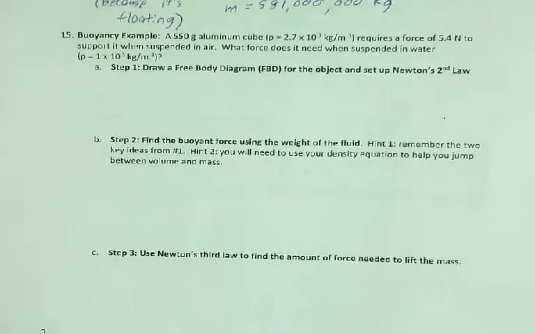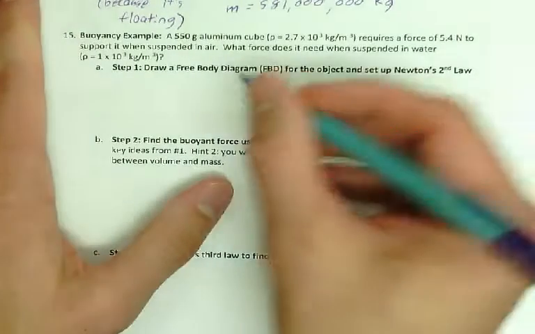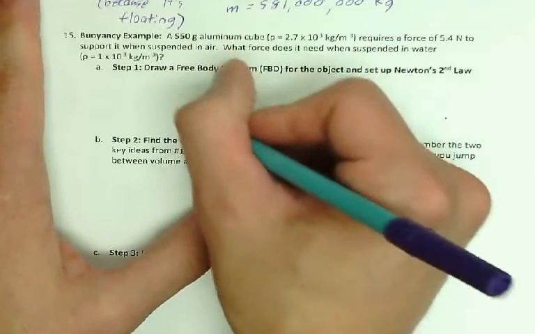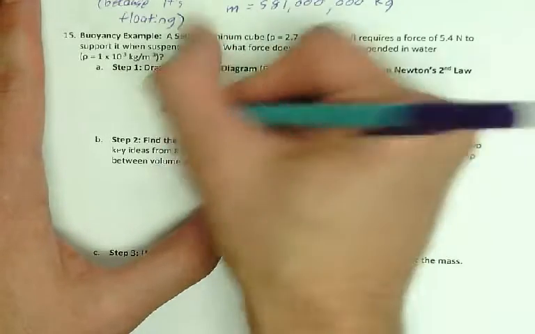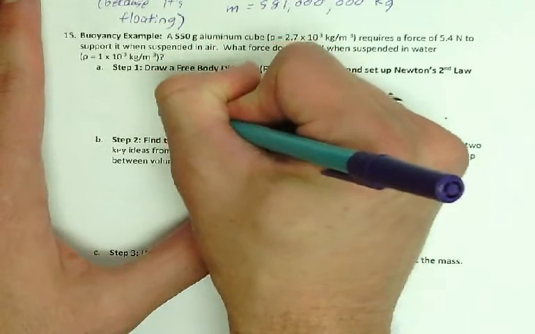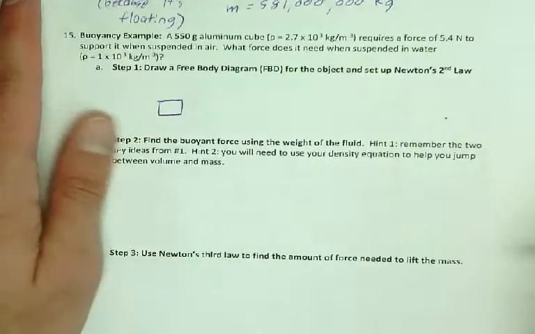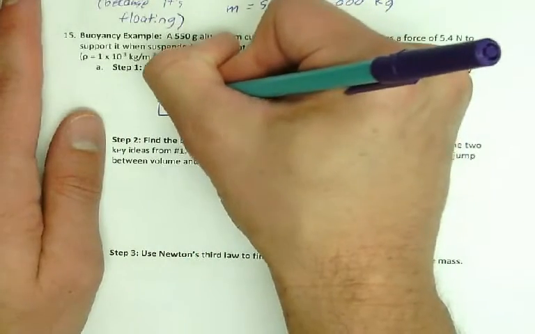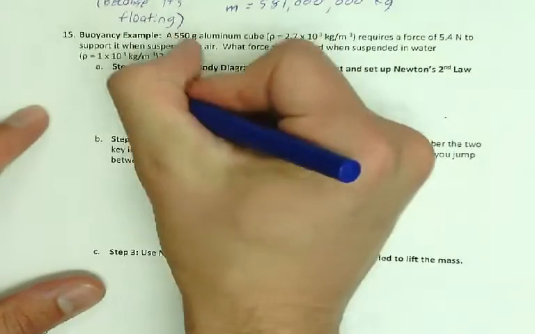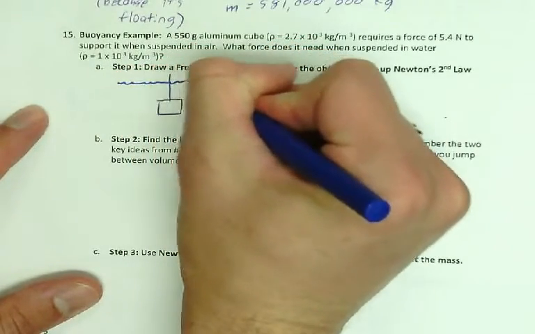Let's draw a diagram for the object and set up Newton's second law here. So the first thing we're going to do is draw an aluminum cube that is in the water. Okay, it's attached to some sort of string or whatever, and here it is in the water.